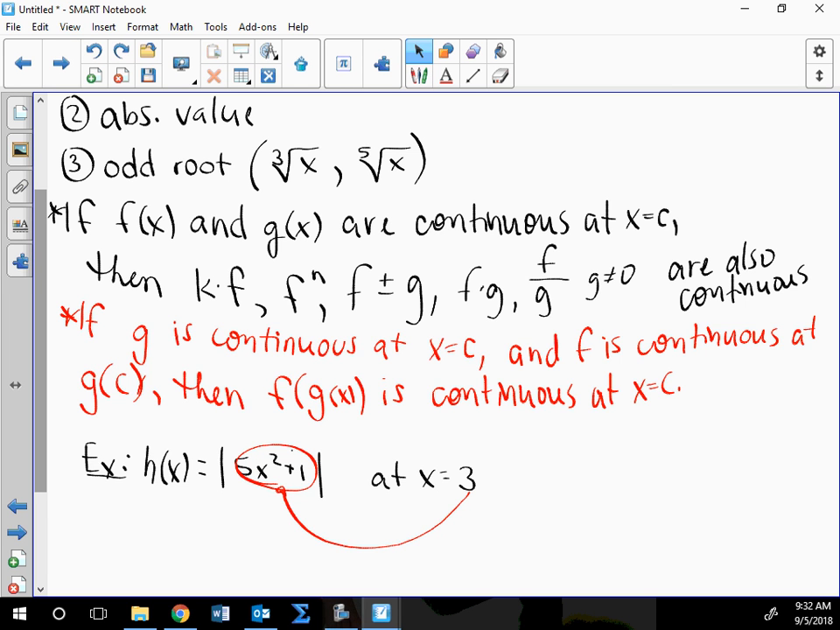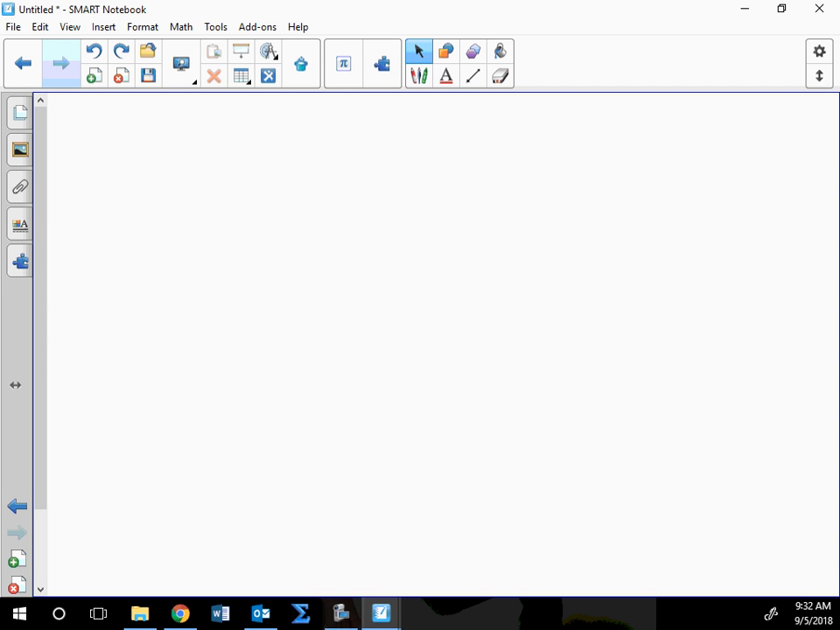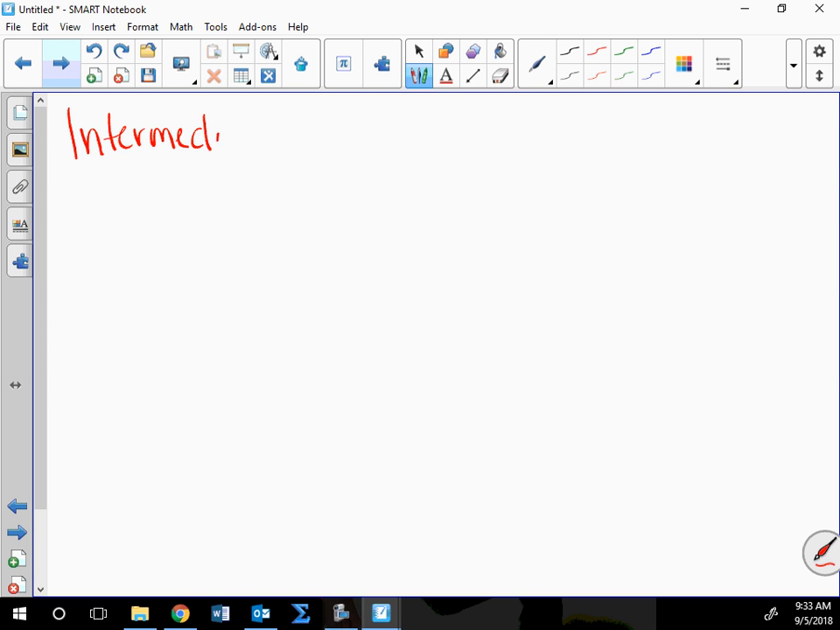Real quick, I want to go ahead and just state what the intermediate value theorem is. We'll do more with it maybe next time, maybe not. So on your homework, I won't have you do the intermediate value theorem piece, but I want to make sure we at least touch on it. Here we go. Intermediate value theorem.